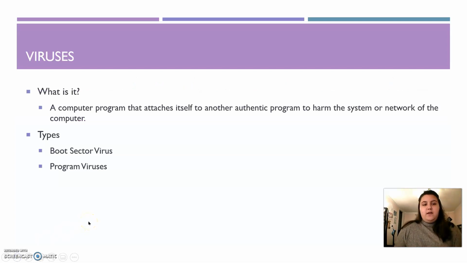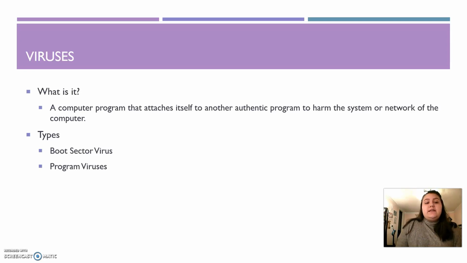Viruses, what are they? A virus is a computer program that attaches itself to another authentic program to harm the system or network of the computer. There are several different types of viruses, and the rate of speed of a virus is moderate compared to worm viruses and Trojan horses. Some viruses take a specific event to trigger them. Other viruses happen immediately when they're downloaded.